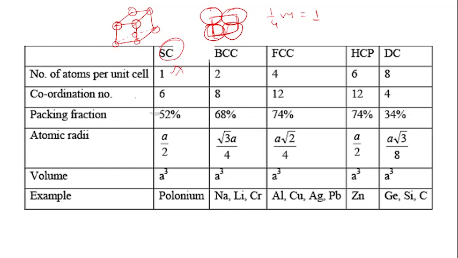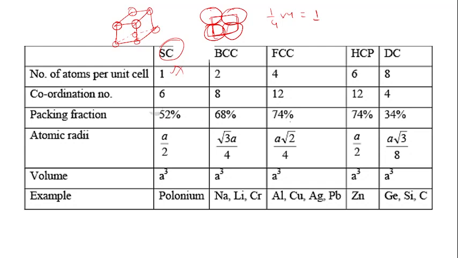Then the coordination number. What is a coordination number? It is nothing but the number of nearest neighbors possible for an atom in a unit cell. Then the packing fraction. Packing fraction means how densely your atoms are packed together, how near they are. That is called your packing efficiency, or packing fraction.